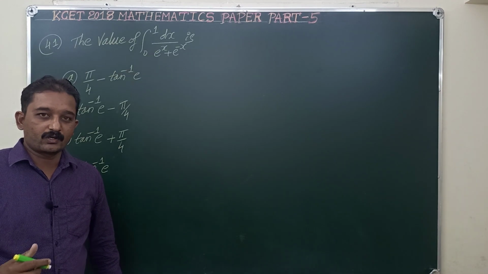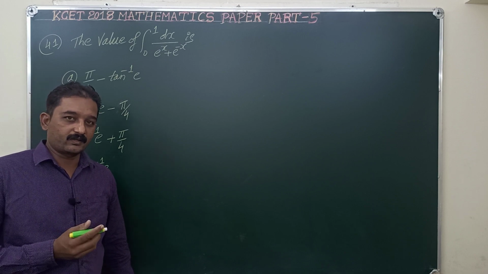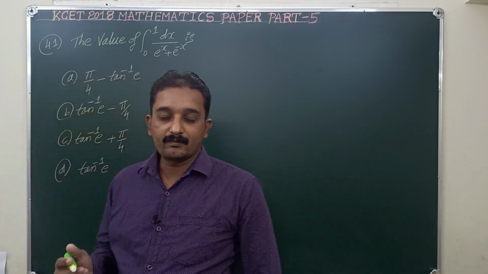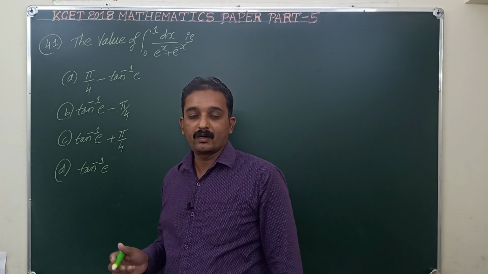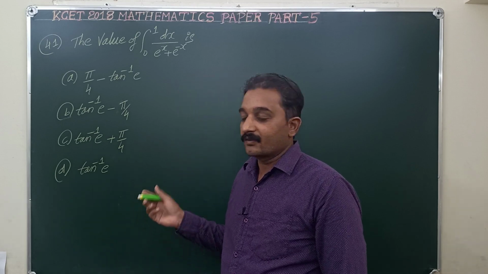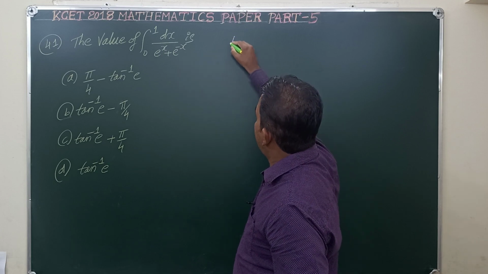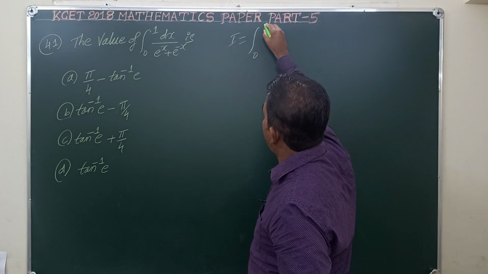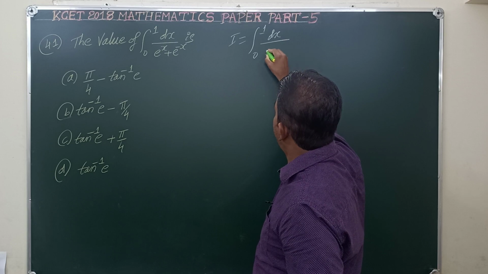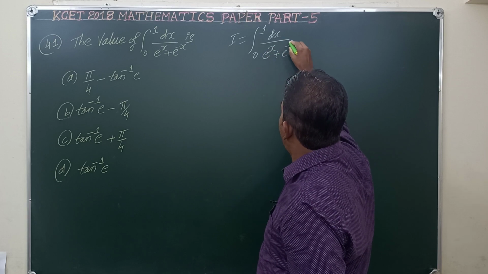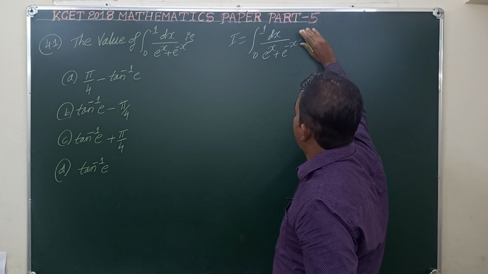So now let us move on to the next question, number 41. This question is based on the chapter definite integration once again, particularly the properties of definite integration. Find the value of this integral. Let us take I as the integral from 0 to 1 of dx divided by e^x plus e^(-x), with respect to x.